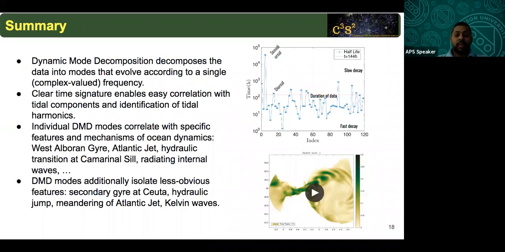Then we showed that individual dynamic modes correlate with specific features and mechanics in ocean dynamics, such as the Western Alboran gyre, Atlantic jet, hydraulic transition, and radiating internal waves. Next, we can use this algorithm to further identify hidden or less obvious features like the secondary gyre, the hydraulic jump, meandering of the Atlantic jet, and Kelvin waves.